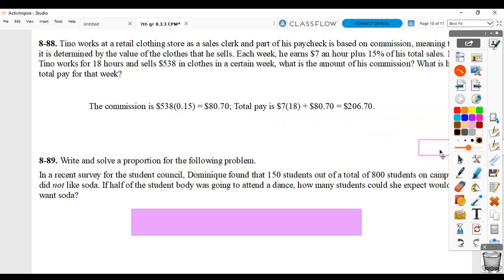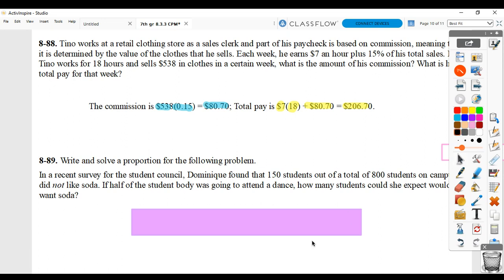So what you'd want to do first to find the commission is to take the 15% as a decimal and multiply it by his sales. And you can do that in either order. So percent as a decimal times sales will give you the amount of the commission. And then his total pay would be how much he makes per hour, which is $7, times the number of hours, plus that commission. So there's his total pay.